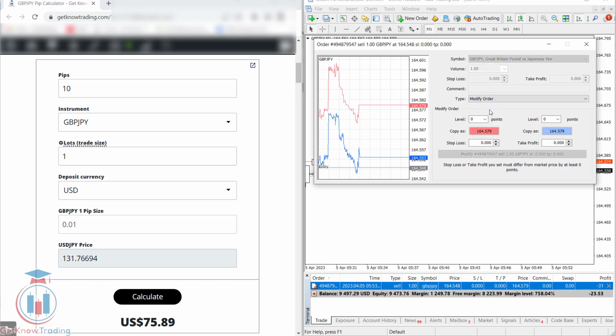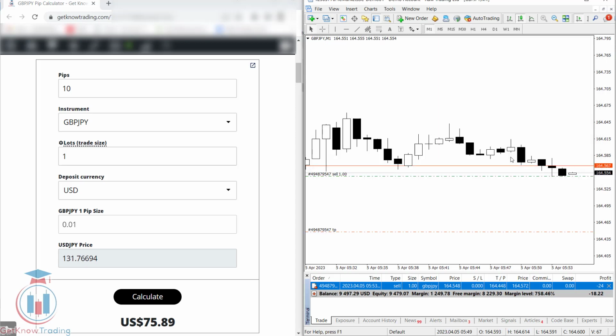Now let's change this trade to close with the 10 pips of profit. Let's change this one. We put 10 pips, which is 164.448. You can see that this will be a difference of 10 pips because the entry price is 164.548 and 10 pips is 164.448. Change this one, and you can see that take profit is below that.